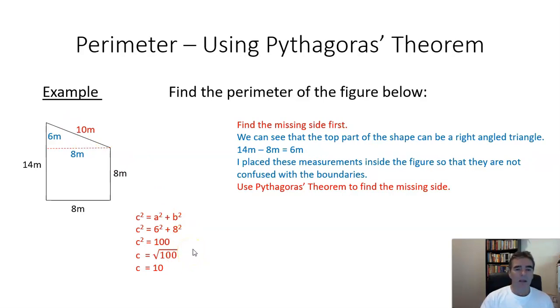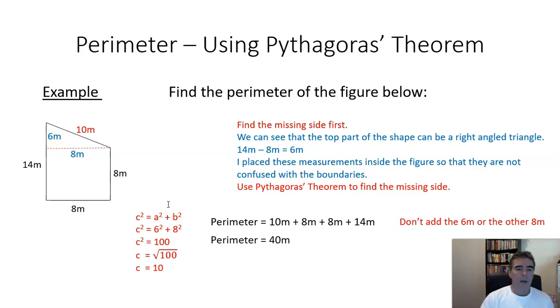So now that we've got that in, we can then find our perimeter by working our way around, starting up here, and we've got our 10 plus our 8 plus our 8 plus our 14. Remember, this 6 and 8 is not part of it, so just be careful. Alright, and we add those up. The total of the boundaries gives us 40 meters.